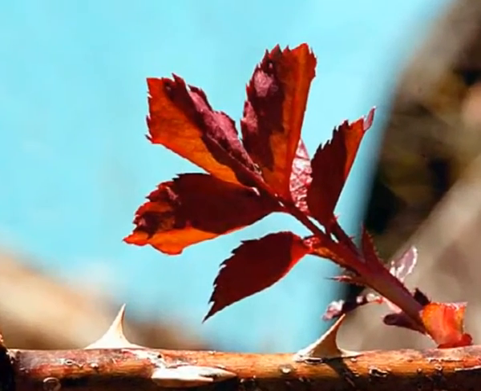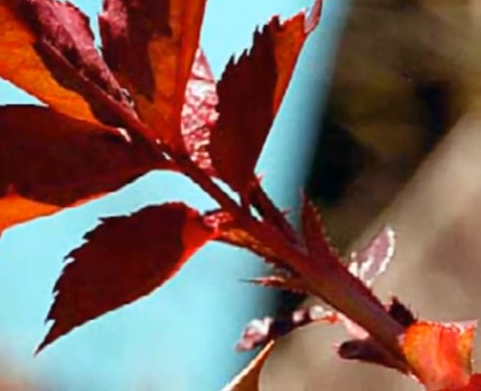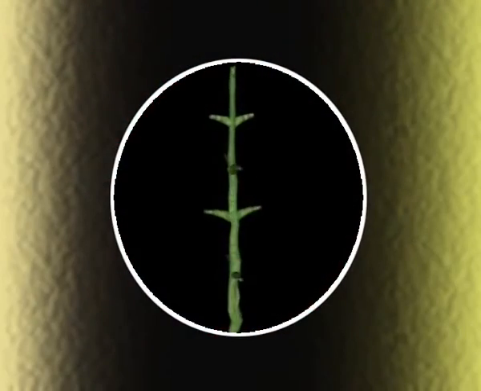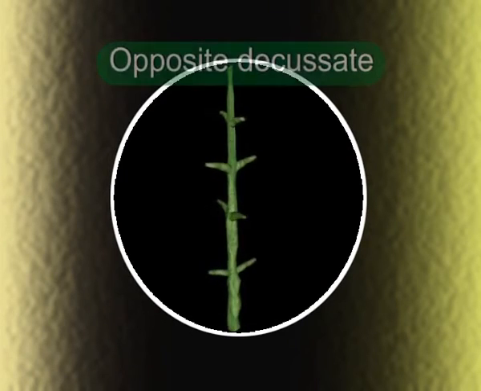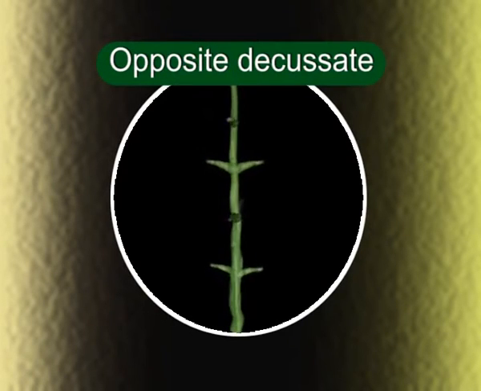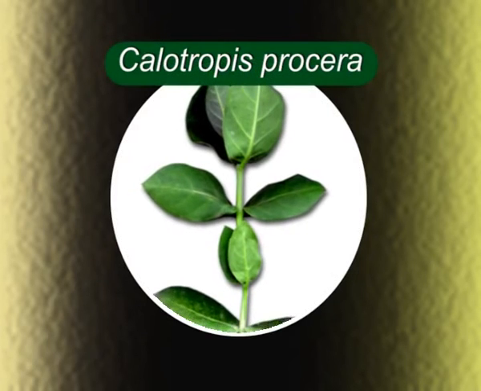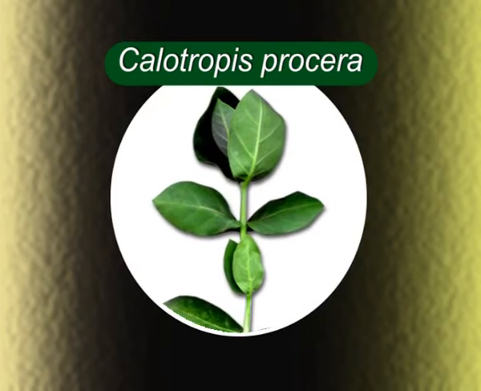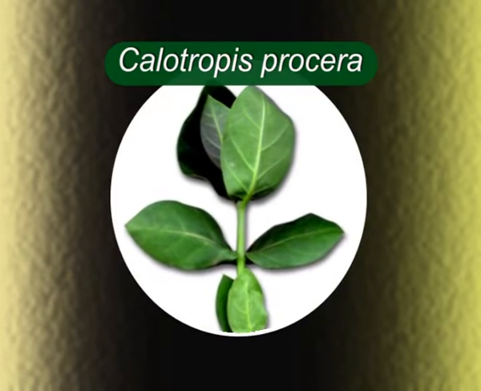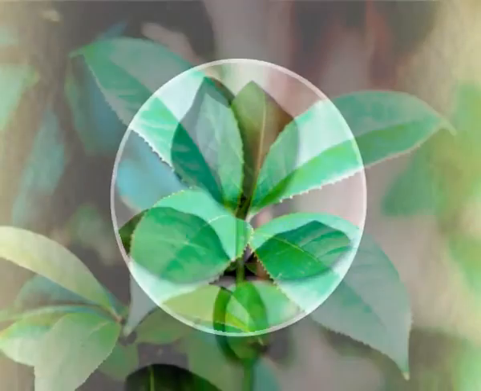When the leaves at successive nodes are placed at right angle to each other, so that four vertical rows of leaves are formed on the stem, the arrangement is known as opposite decussate. Aak, which is known as Calotropis procera, possesses this type of phyllotaxy as shown here in the visual.